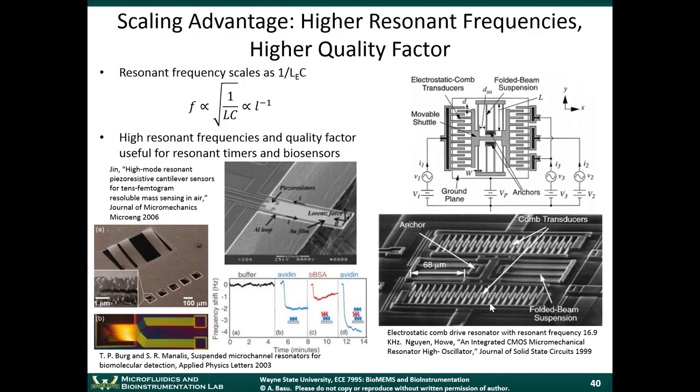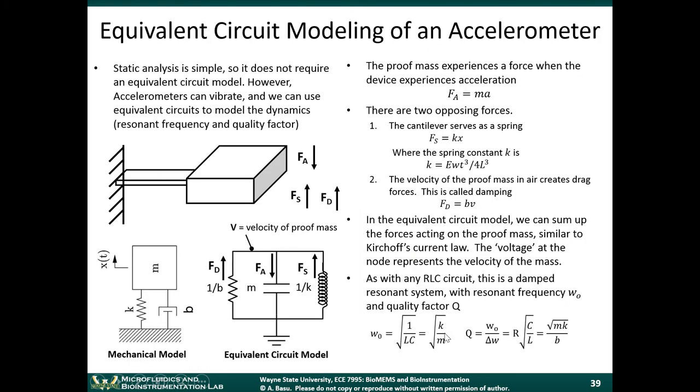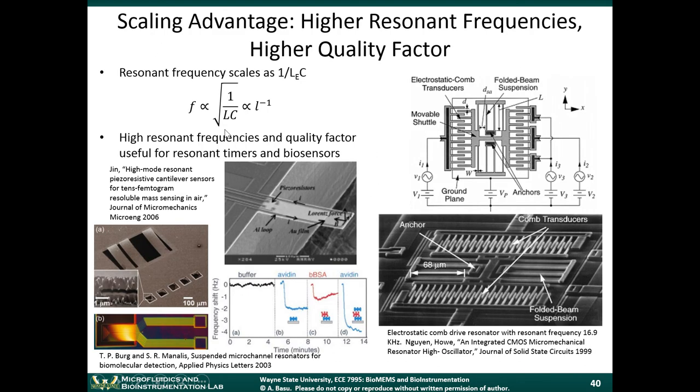So let's talk more about the scaling advantage. Higher resonant frequencies mean a higher quality factor. Resonant frequency scales as 1 over the square root of L times C, or the square root of K divided by M. So this scales as L to the negative 1. Actually, that's not quite correct. It really depends on how you're scaling your spring constant and your mass. If you're just looking at the mass, it scales as length to the negative 3. Then you have the square root of that, so it scales as length to the negative 3/2, which is still quite significant. You also have to look at how the spring constant scales as well.